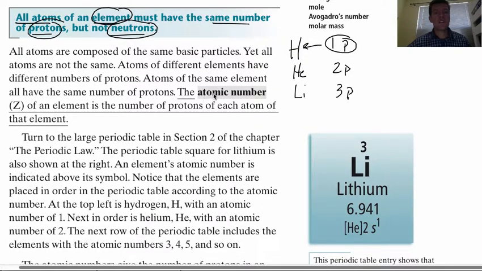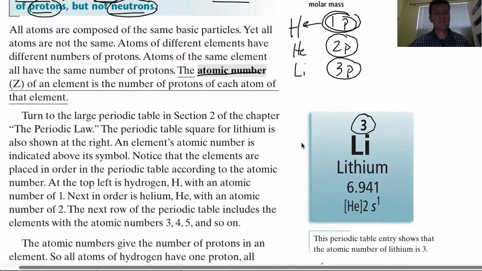That is also called the atomic number. So hydrogen's atomic number is 1 because it has 1 proton. Helium's atomic number is 2 because it has 2 protons in its nucleus. Lithium's atomic number is 3 because it has 3 protons in its nucleus.